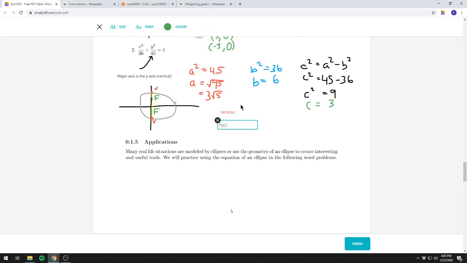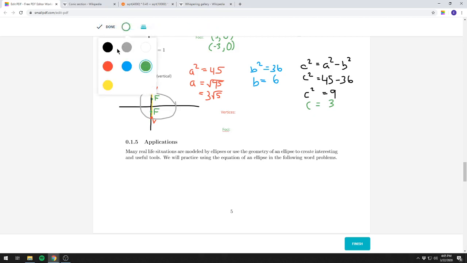This is why drawing your picture is so helpful, is that everything is labeled there for you. You don't have to figure out what A, B, and C are, and if you don't have your picture, you might get something backwards. It's very, very easy to do. Right? So for the vertices, x is 0, y is 3 times the square root of 5. And exactly negative of that down here, so 0 and negative 3 square root of 5.